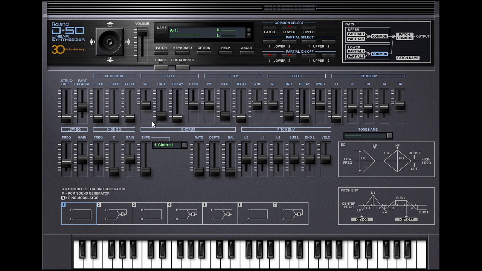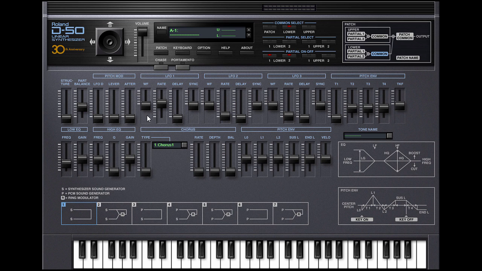The LFO depth applies a pitch modulation from LFO 1. So if we go up, we hear a slight modulation. Let's increase the rate a little bit. The lever lets you control the pitch mod amount using the mod wheel. After is for controlling this amount with aftertouch.